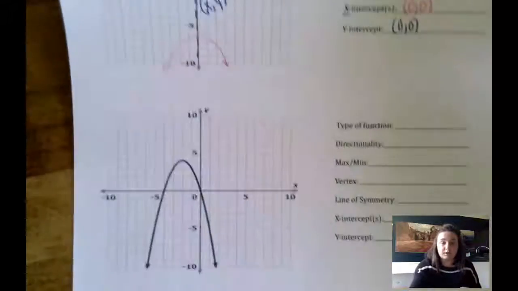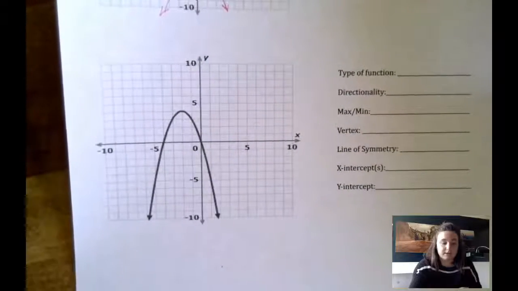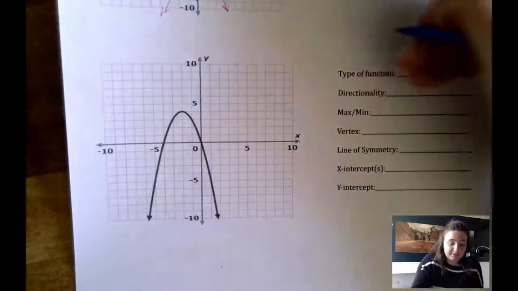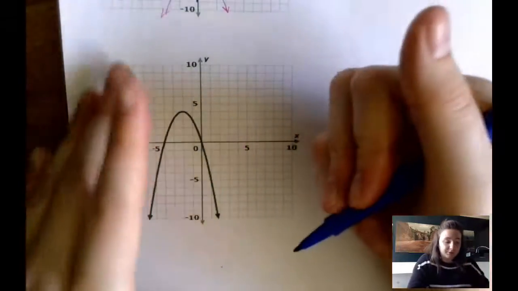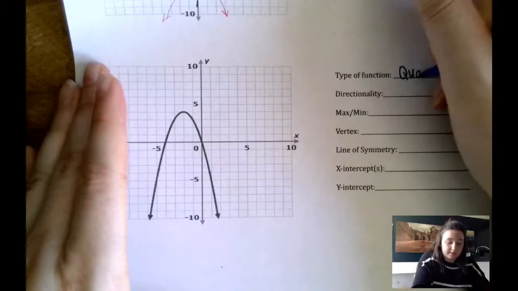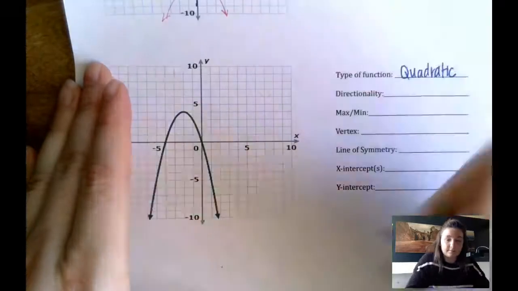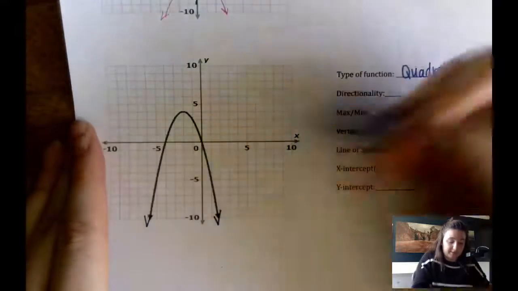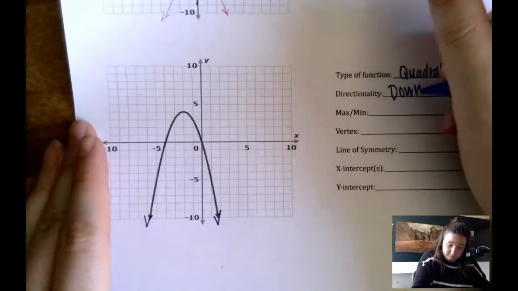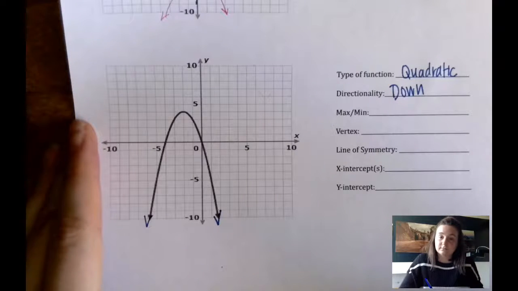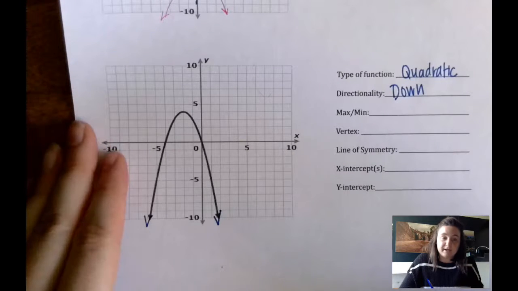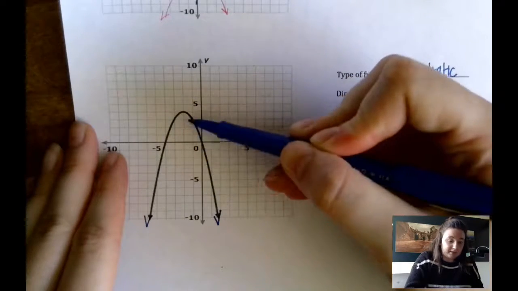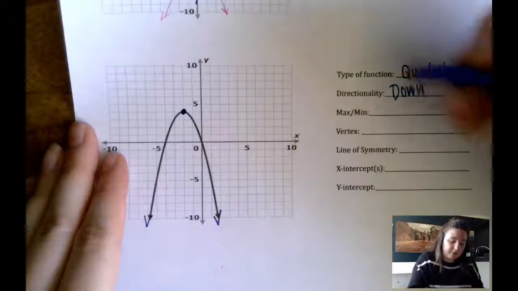So let's do one more. So we have this last problem. So again, type of function, we see that it's an upside down U shape, so it is a quadratic. For directionality, I see that my arrows are pointing down. To figure out if we have a max or a min, we see, okay, we have a hill. And so that means that the very top of the hill is a max.